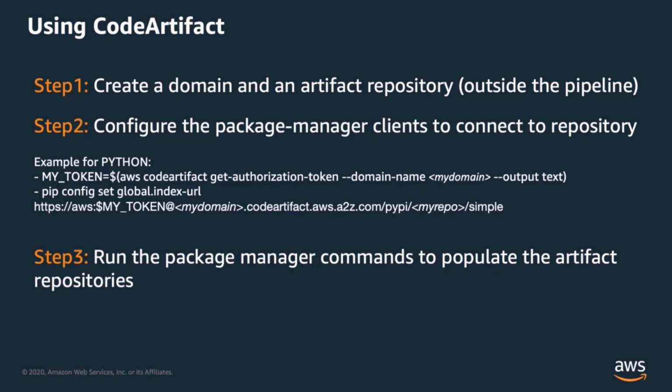So let's talk about how to use CodeArtifact at a high level. First thing you'd want to do is create a domain and an artifact repository. This is done outside of your pipeline. Like I said, a domain you should only have to create once per AWS organization or per company. An artifact repository may be created about a handful of times, but this isn't something you would do fairly often. I just want to cover it here because you need it to get started.